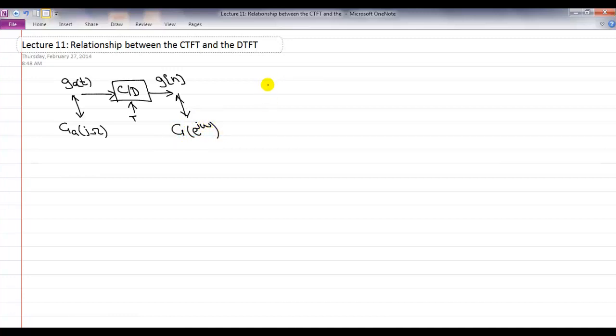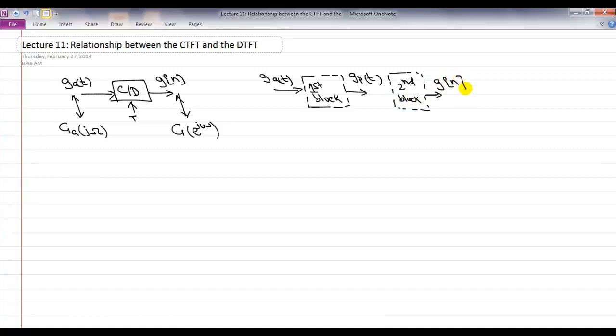And the way we derived that relationship is we said the way to get to g[n] is in two steps. You first go from g_a(t) to this first transition block, which essentially does that impulse sampling to get to g_p(t). Okay? And then you have the second transition block, which is you go from g_p(t) to the samples. So these are sort of the mathematical blocks. You don't have them in reality.